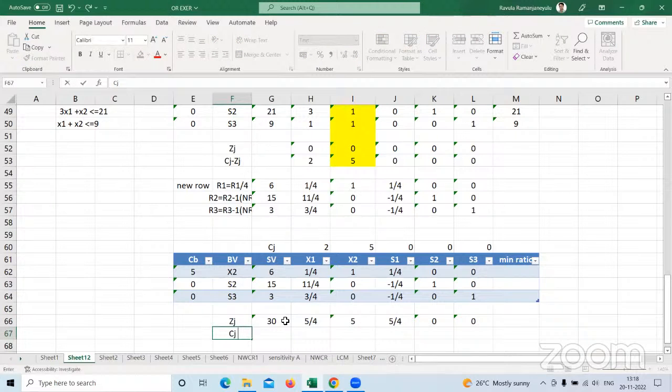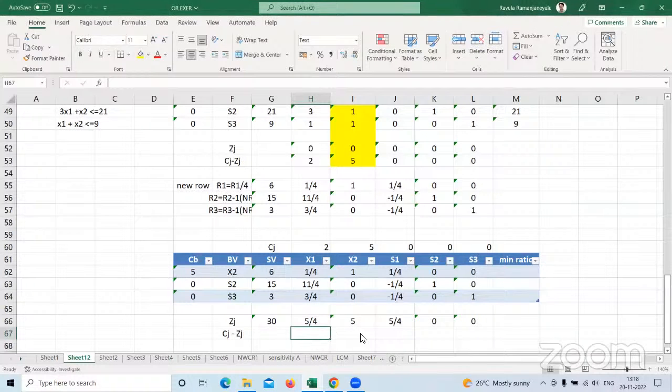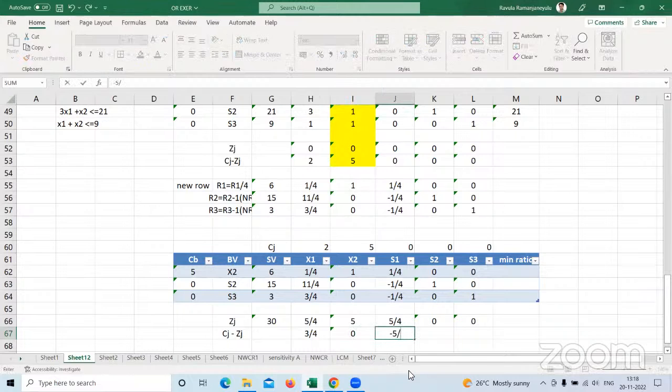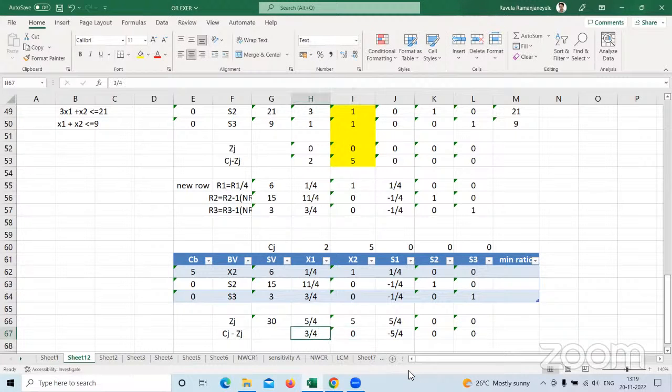Okay, Cj minus Zj. So Cj minus Zj, 2 minus 5 by 4. 2 minus 5 by 4 is nothing but 3 by 4. 5 minus 5, 0, 0, 0. So maximum positive value is this one. So 3 by 4 is the positive value. So this column is considered as key column.